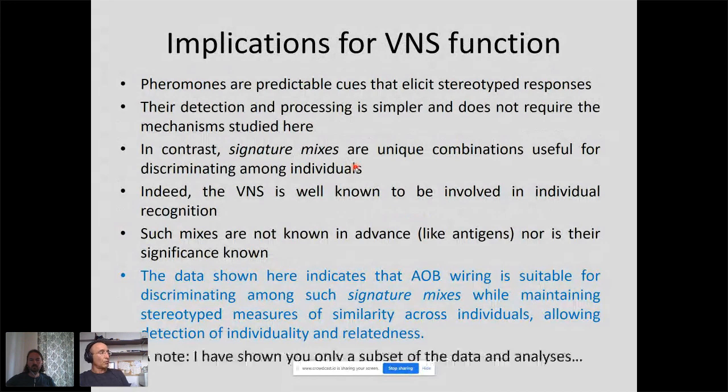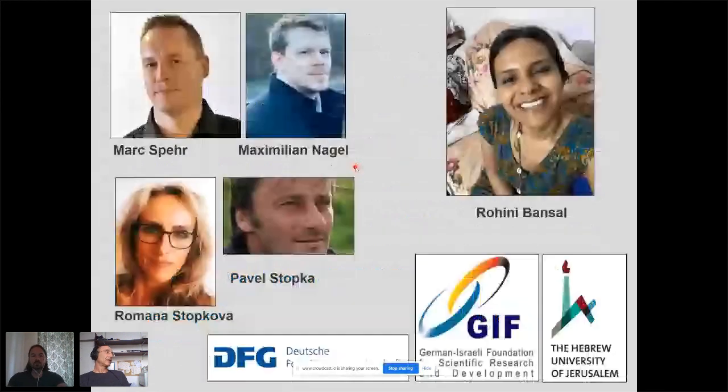The very last thing that I want to say, of course, is that I've shown you a very small subset of the data analysis. The real picture is more complex, and hopefully one day you will be able to read about this. And the last thing is just to acknowledge the people who are involved in this work.